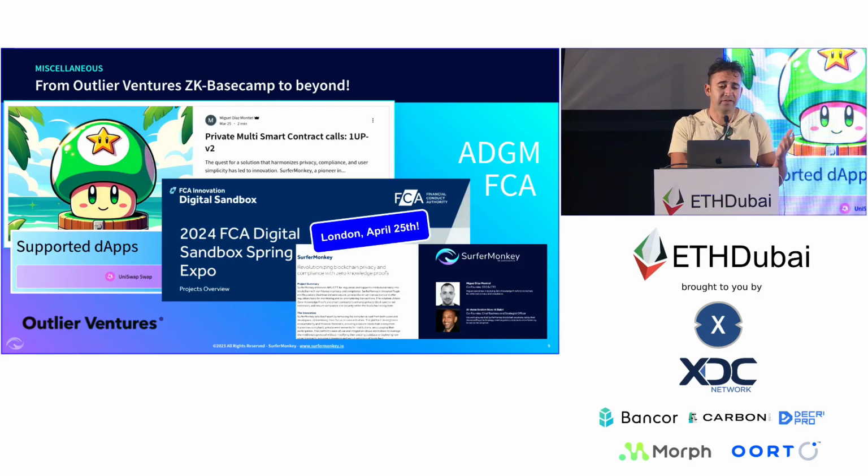Some highlights. We recently published in our blog private multi-smart contract calls, so you can come to our blog and read it. It allows us to make complex intents, such as agnostic swaps, and concatenate multiple intents. Next week, if you are in London, we are there with the FCA Digital Lab Expo, presenting our technology with the FCA. More than welcome to join us. We are engaging constantly with the ADGM and the FCA, and we are backed by Outlier Ventures.